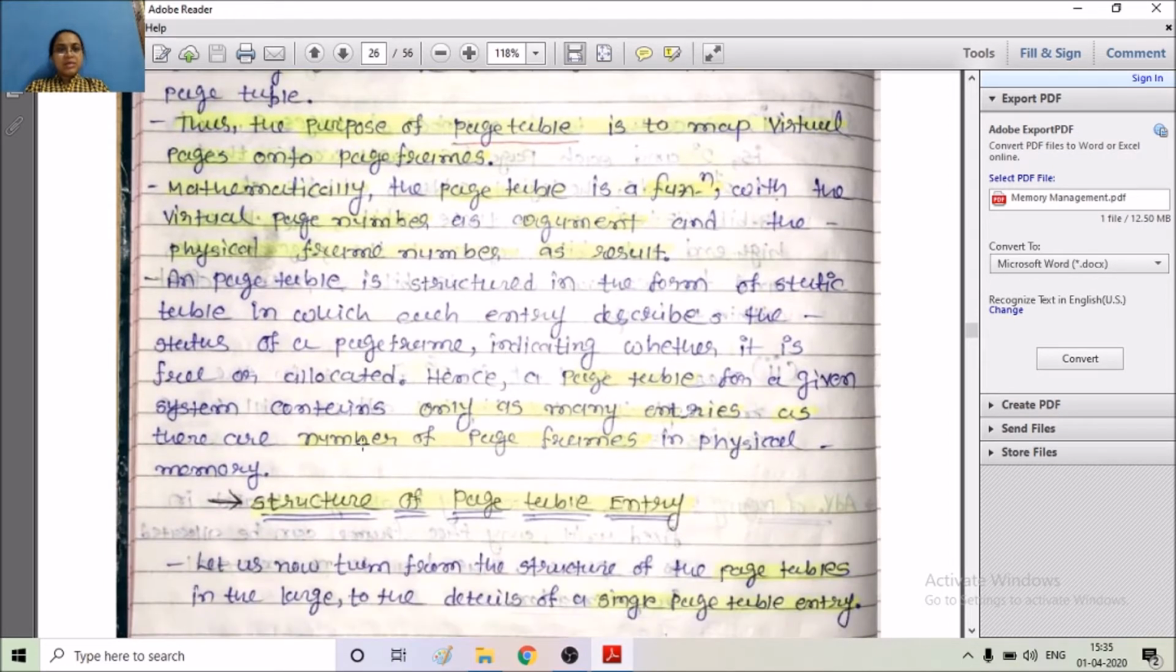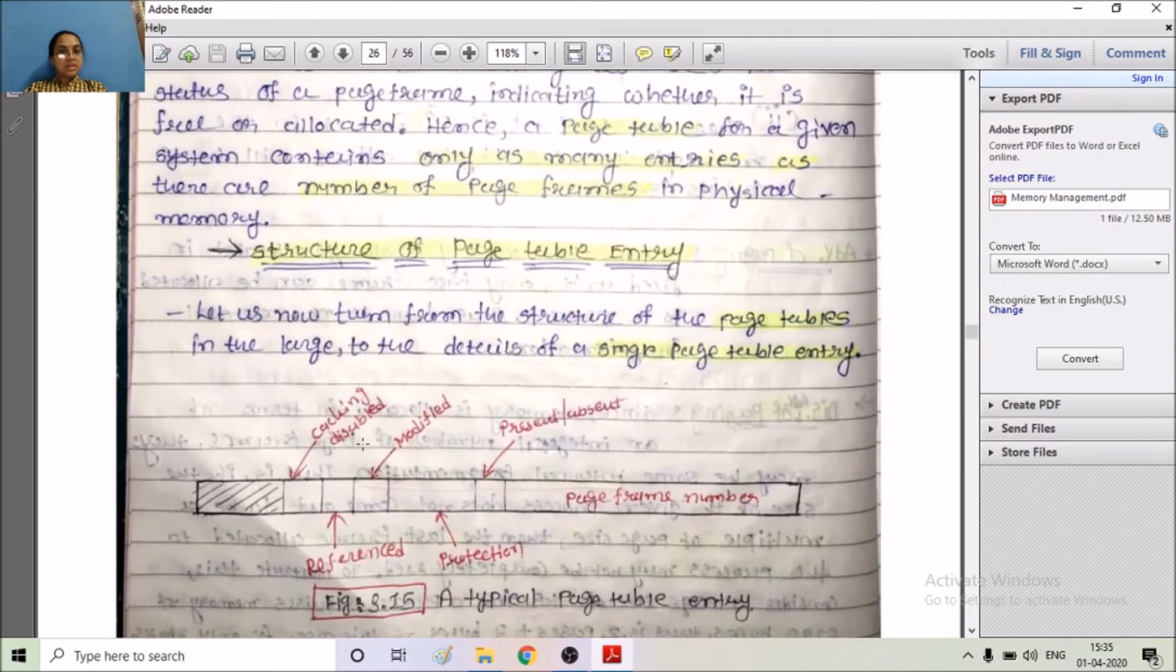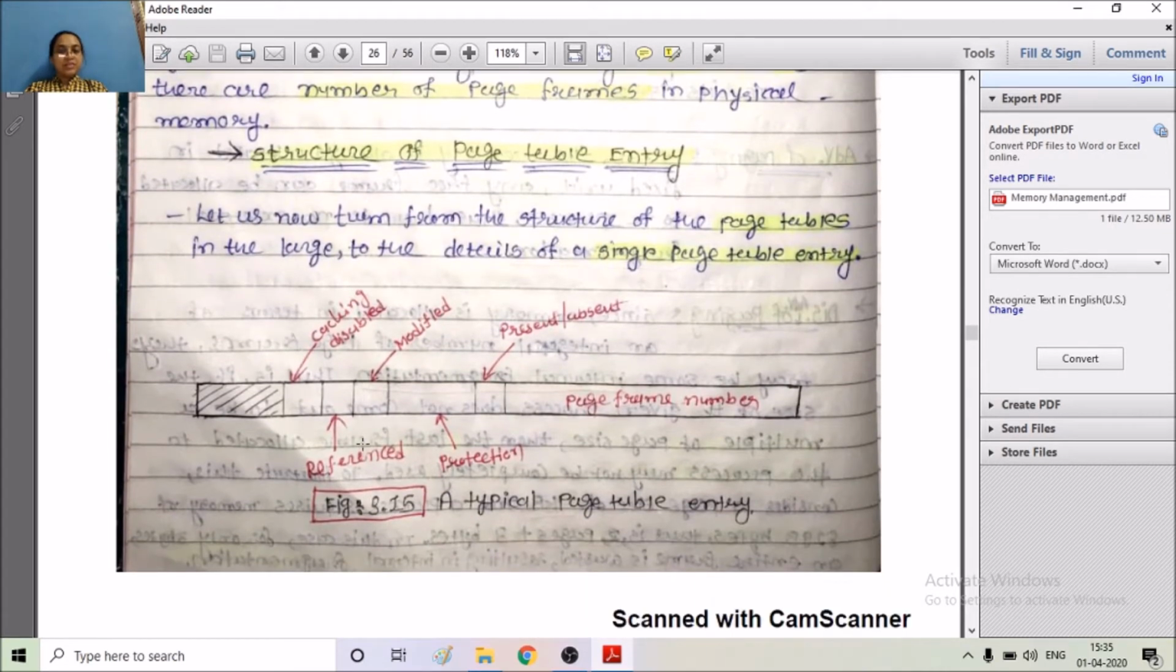A page table is structured in the form of a static table in which each entry describes the status of a page frame, indicating whether it is free or allocated. Hence, a page table for a given system contains only as many entries as there are page frames in physical memory. So, the structure of a page table entry.